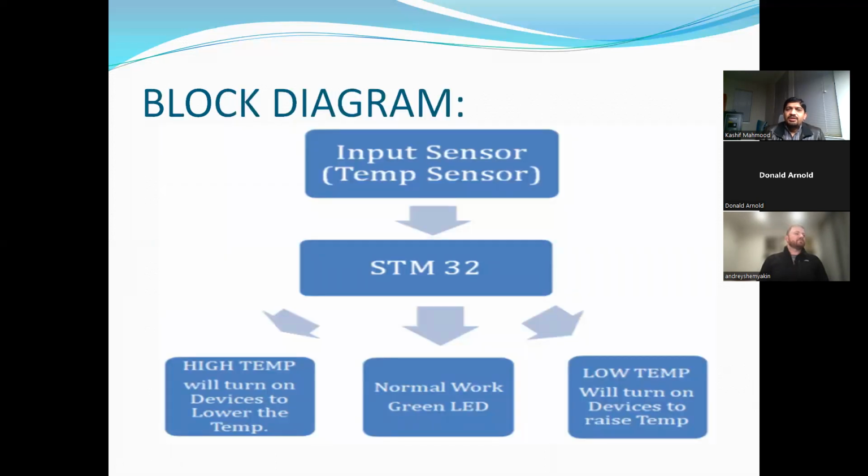If we talk about the block diagram of the project, we are getting the input from the temperature sensor. It will be analog, and that feeds to the STM32 board. The STM32 board will decide what to do. It will change the data to digital, and it will decide if it has to turn on the heating system or the cooling system accordingly.